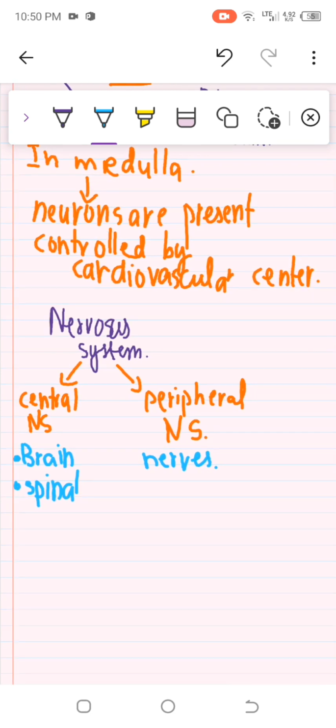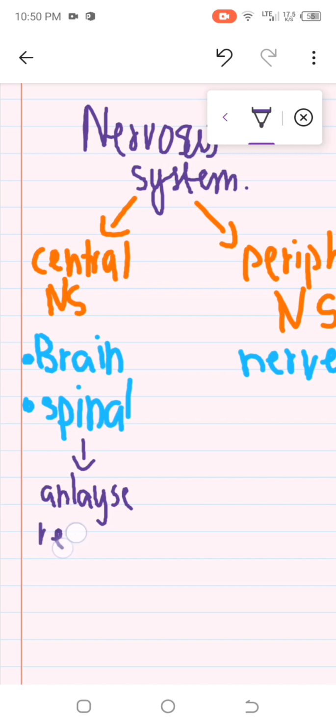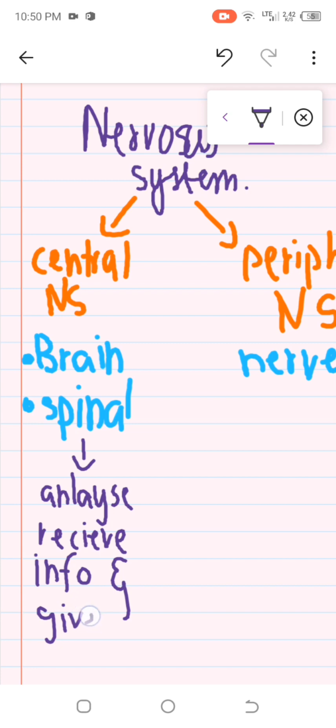So what is the work of the brain and spinal cord? They analyze the signals they have received. The information which comes from any stimuli, any change, they receive, and then give a command. This is the work of both the brain and spinal cord.